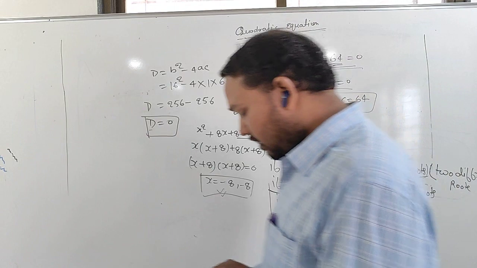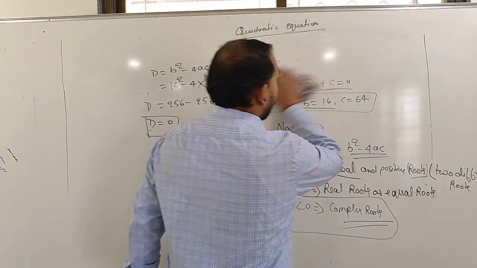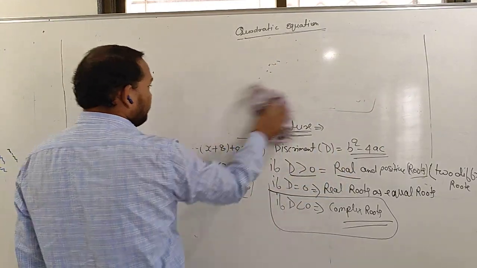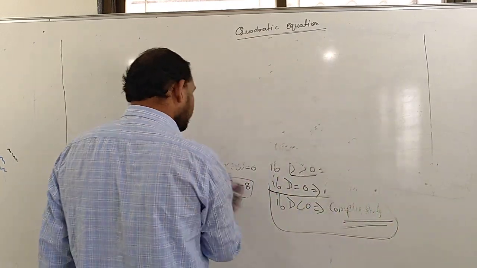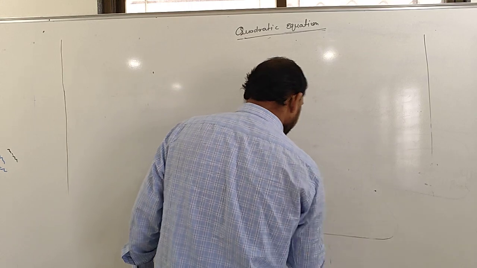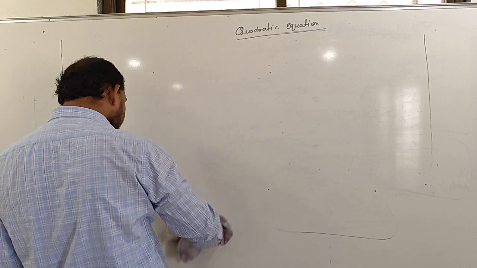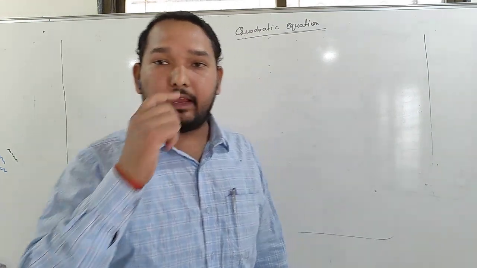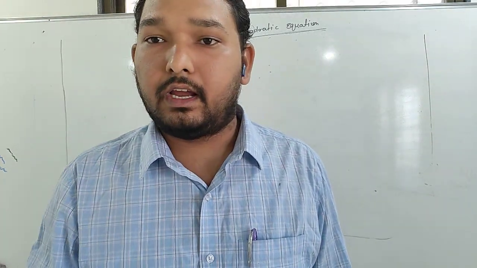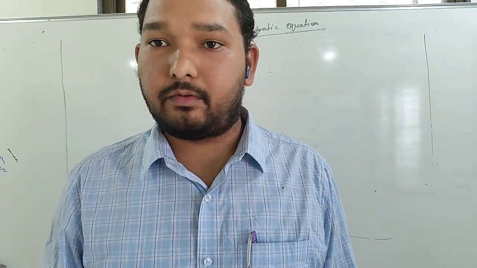Now we have come to the next topic. I repeat my concept once again. The nature of any quadratic expression: if D is greater than 0 or positive, then it has real roots as well as two different roots. If D is equal to 0, then the roots are equal as well as real. If D is less than 0, then the roots are negative as well as complex. Are you getting my point?